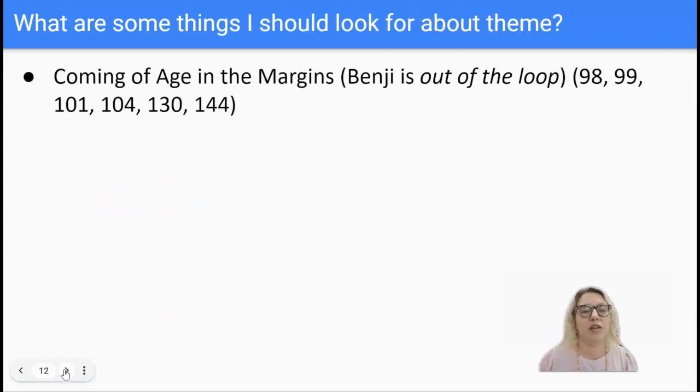When we move on to theme, we're going to see a lot of references to coming of age in the margins. And I think this is a really helpful way to look at being in the margin in this book that I've got in parentheses there. Benji is out of the loop in a lot of ways. That's a good way to look at how he is in the margins. On page 98, we hear that he's imagining having a party. "I speak as someone who was not invited to parties and thus had an outsider's perspective." So being in the margins is also about being an outsider, not being in the mainstream. And so that's a good example of it as well.